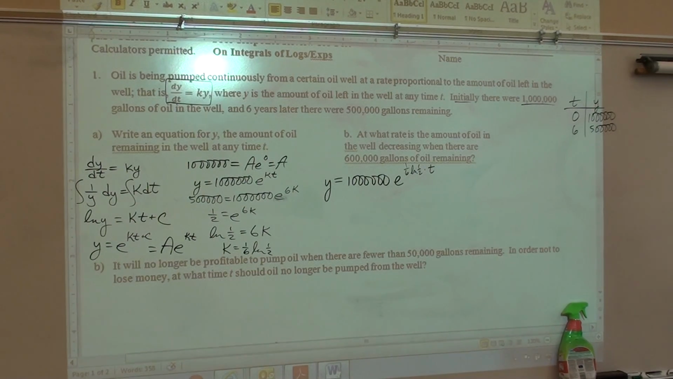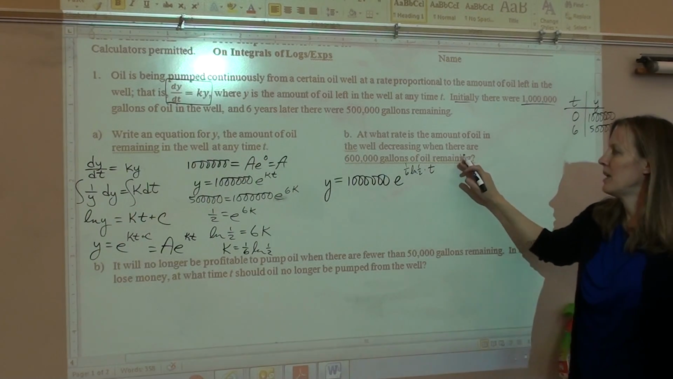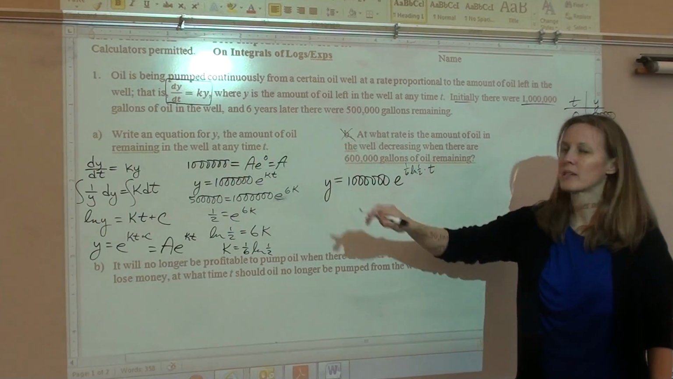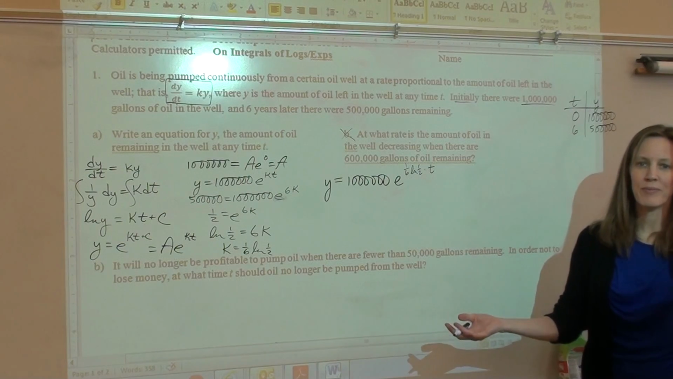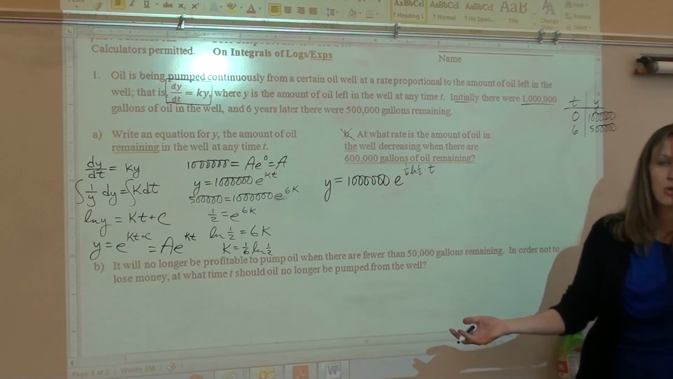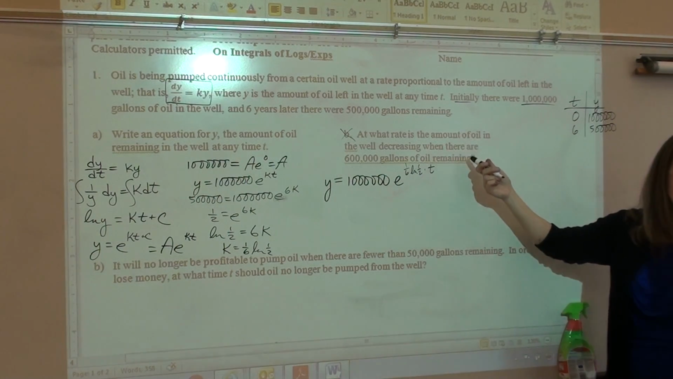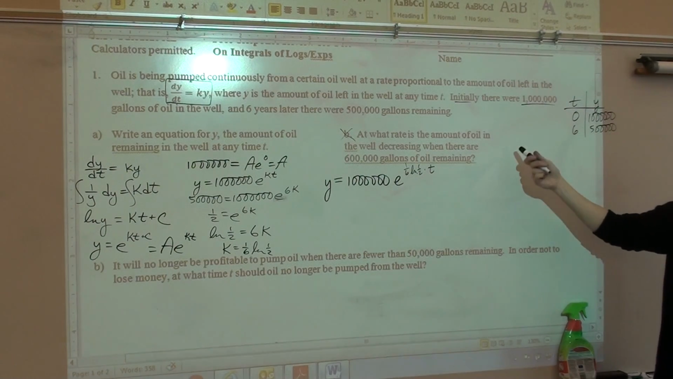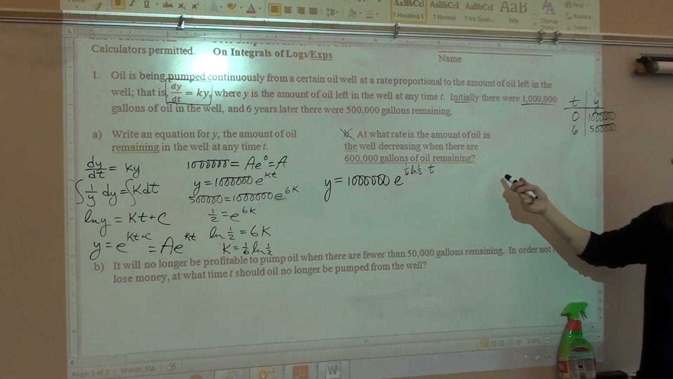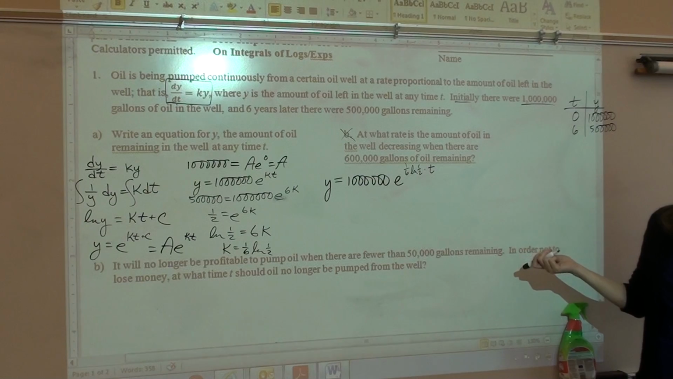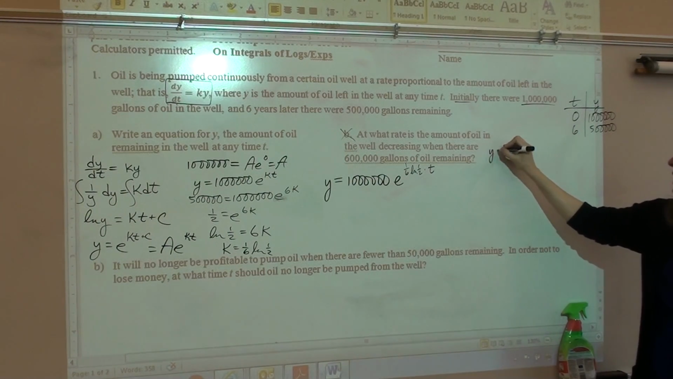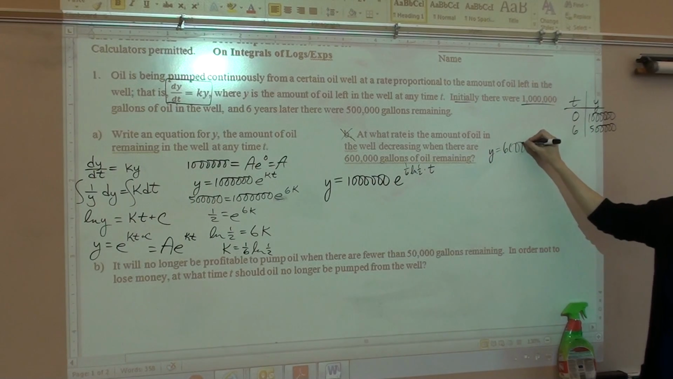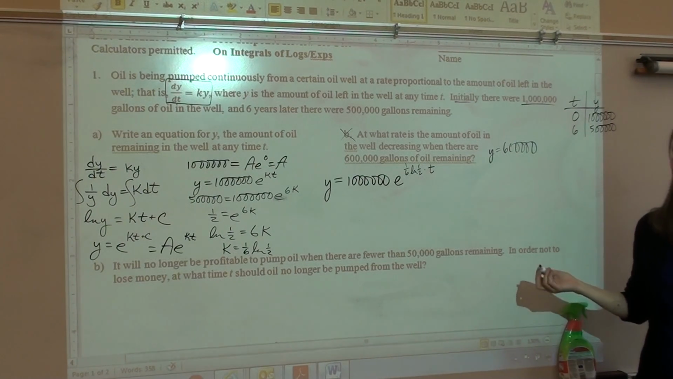Now, on this review, part B, this is not on your test. I'll show you how to do it real quick. It's kind of fun. It's a little bit of a trick. This is actually an old AP exam question. They said, at what rate is the amount of oil in the well decreasing when there are 600,000 gallons of oil remaining? So we know y is 600,000, and we want to find the rate.